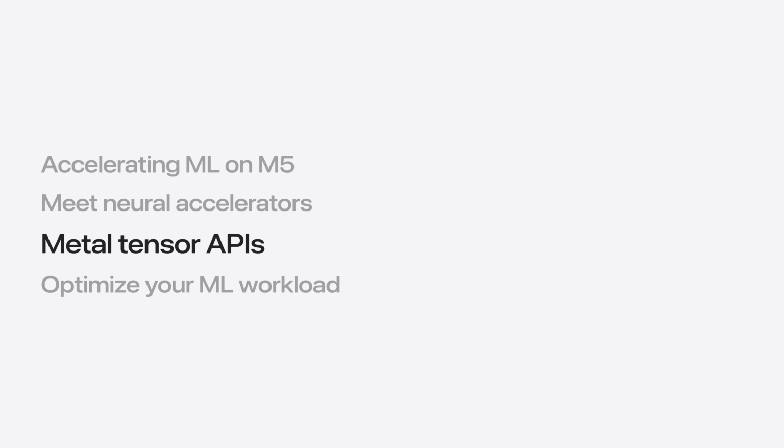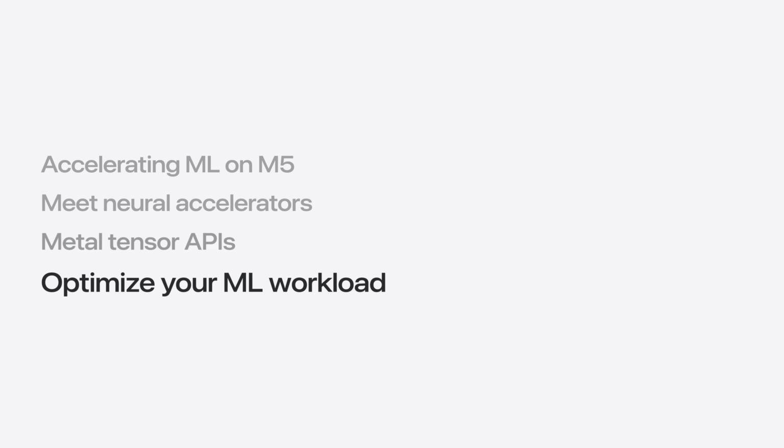So, we've covered TensorOps and how to build efficient matrix multiplication kernels. Now let's talk about optimization. Specifically, how to use the developer tools to profile your workloads and make sure you're getting the most out of Neural Accelerators. We're going to profile a real workload and see exactly what's happening on the GPU.